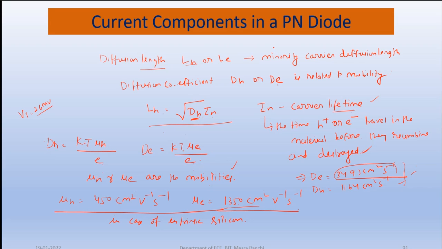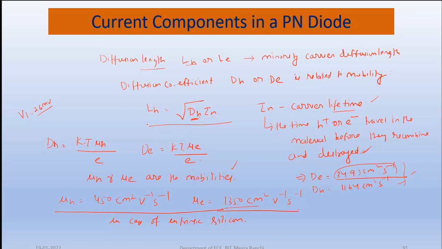So, minority carrier diffusion current. LH is equal to the root of DH into tau n. What is tau n? Tau n is called the carrier lifetime. This is the time that defines how electrons and holes travel in the material before they recombine. So this is the amount of time they will be moving in the material. Once this time is over, they will expire, right?